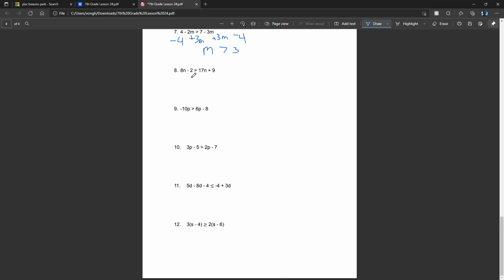8, let's try this one. So add 2 to get rid of it, and minus 17n on both sides. So 8 minus 17, that is negative 9n, is greater than 9 plus 2, that's 11. Then divide by negative 9, you flip the sign, n is less than negative 11 over 9. This is the answer.